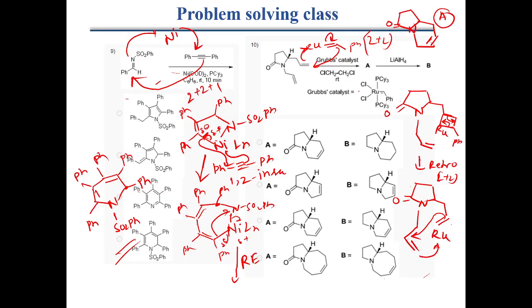Now what happened? So they use lithium aluminum hydride, right? So lithium aluminum hydride is the reducing agent. So it reduces ketone, aldehyde, ester, amide. So this is the amide group.